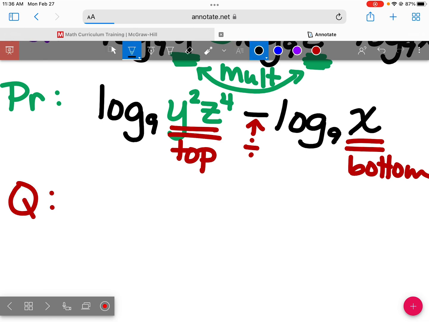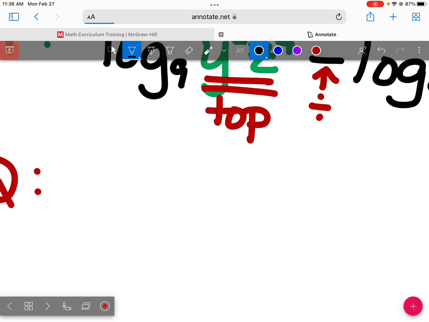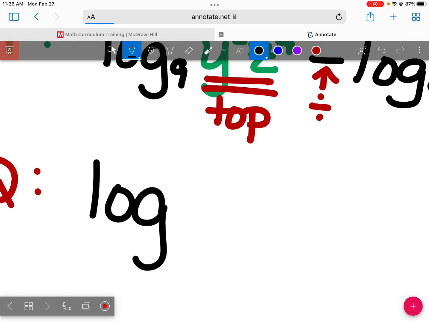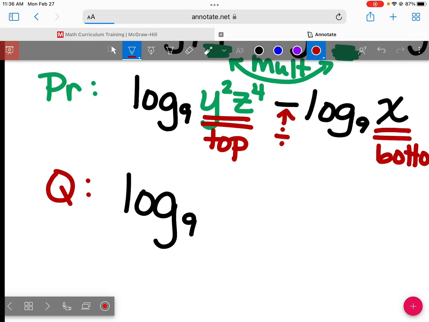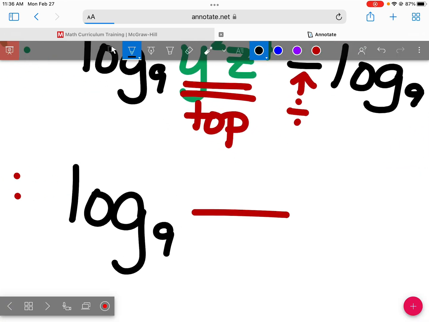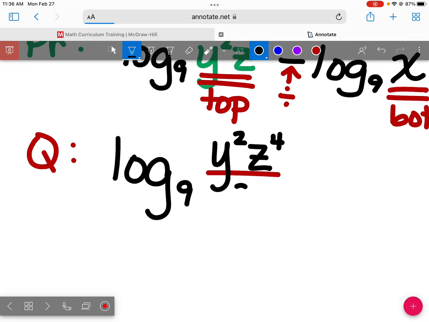How many logs will I have at the end? Just one. Log base 9, and then my argument is what has the fraction. y squared z to the 4th over x.